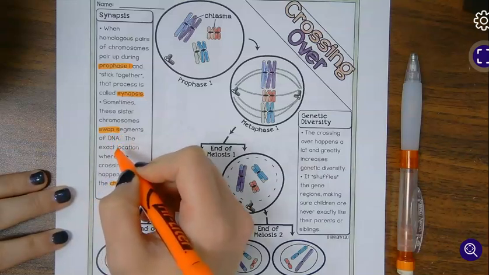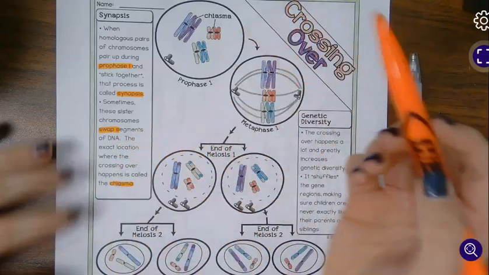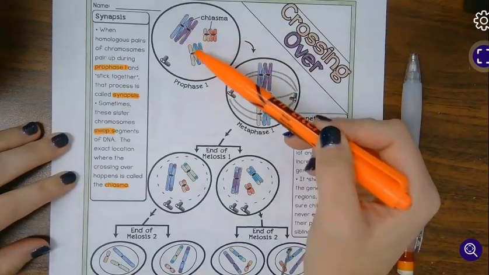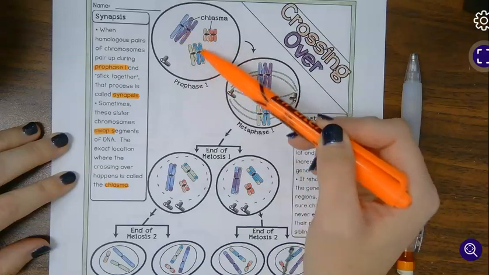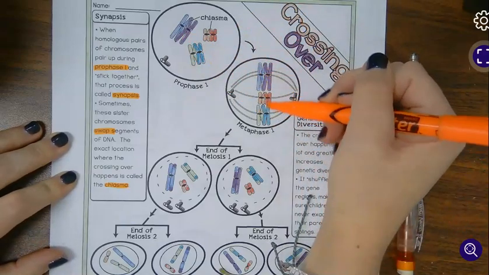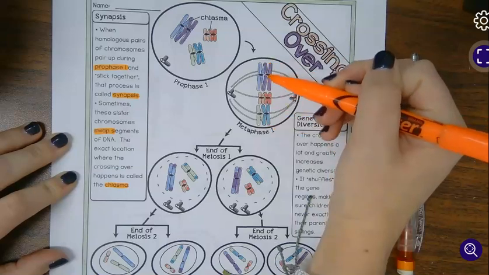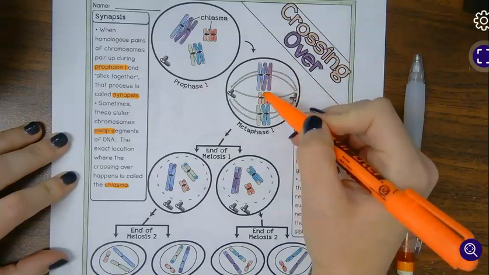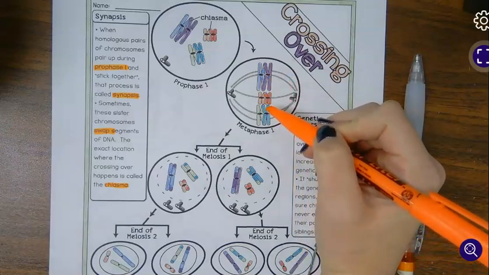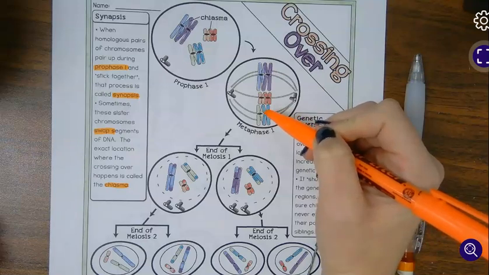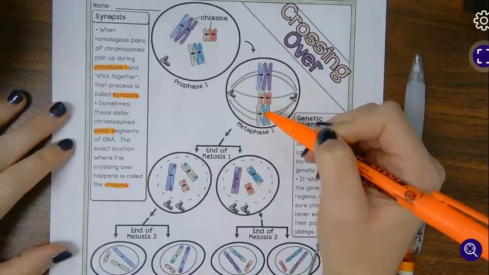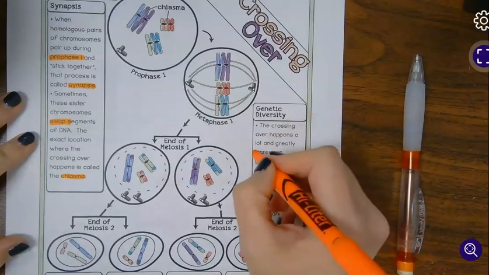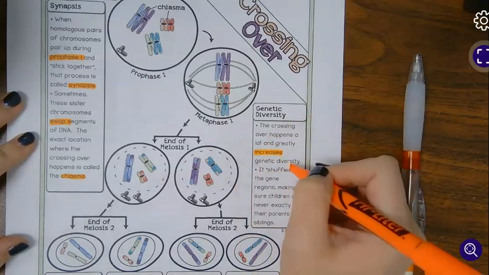So this is called crossing over because if we take a look at our picture here, we have our three pairs of homologous chromosomes. They have independently assorted themselves here in metaphase 1, but we can see where some of the arms of these chromosomes are kind of overlapping each other. That's what we're talking about when we say crossing over. So the crossing over happens a lot, and it greatly increases genetic diversity.